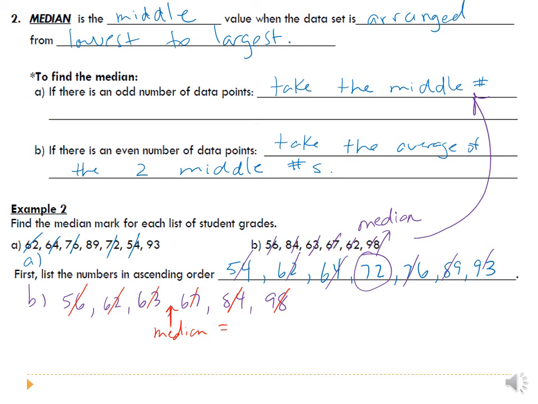Maybe you know it's 65, maybe you don't. If you don't, take the average of the two middle numbers. So 63 plus 67, which is 130, divided by 2, because there's two numbers. And again, we get 65. So there is our median.